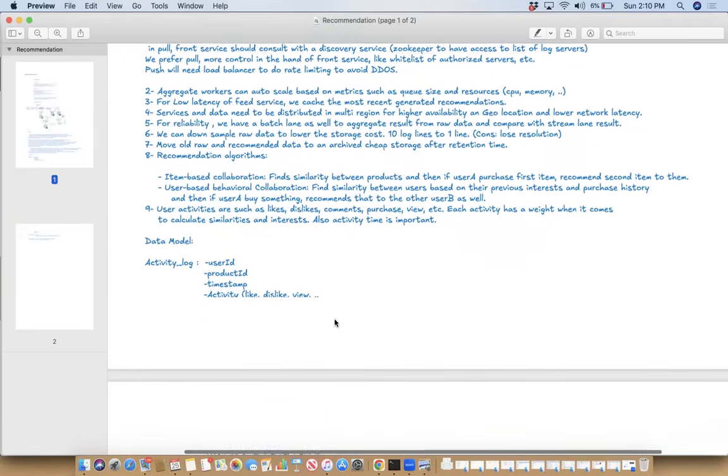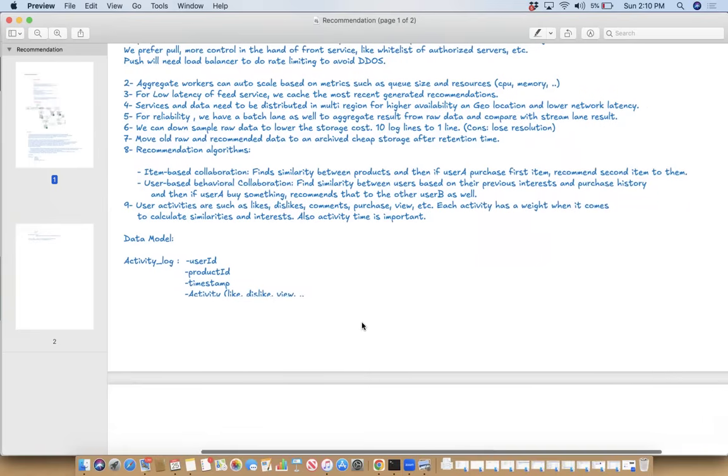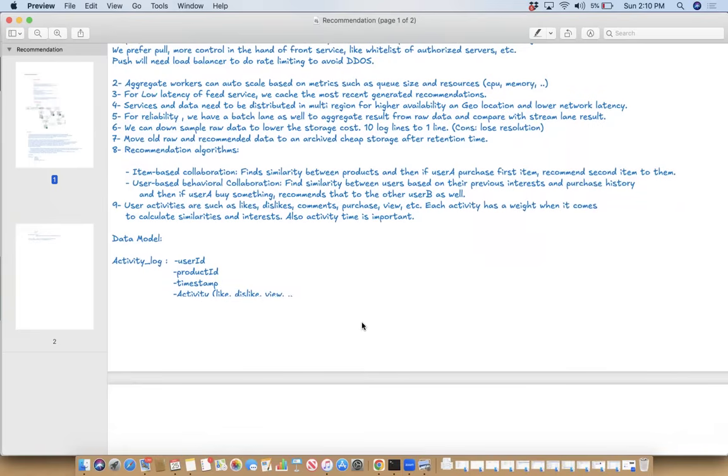Here it's a little more of an ML topic, but it's good to know. Recommendation algorithms are mostly two types: item-based collaboration and user-based behavioral collaboration. Item-based collaboration means the algorithm finds similarity between products, items, movies, and if user A purchased the first item, the system recommends the second item to them because item A and item B are similar.